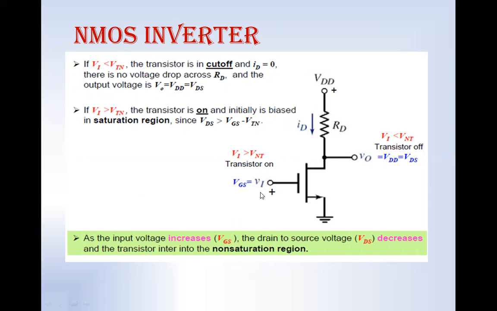Assume that initially Vi is less than Vtn. If the threshold voltage is not sufficient, then obviously the transistor is in the off state, so it acts like an open circuit switch. Across this open circuit switch from VDD to V0, as there is no current, there is no drop. So V0 can be observed as VDD. That VDD itself can be seen across drain to source, VDS. Now assume that the input voltage is applied beyond Vtn.